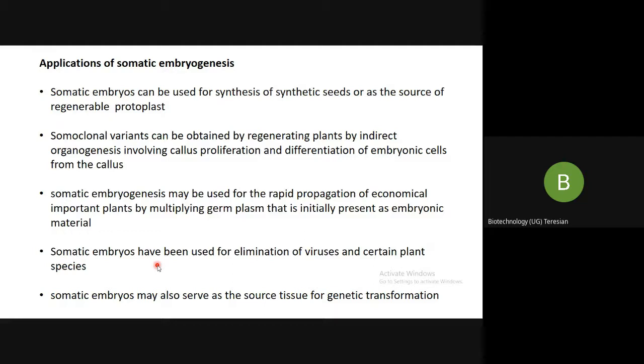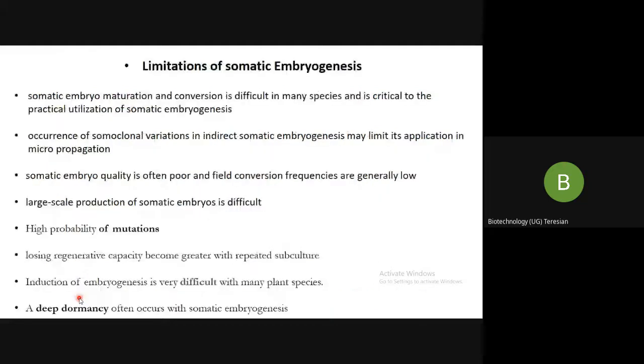So somatic embryogenesis may also serve as a source for genetic transformation. If I want to do any genetic transformation, I can do the transformation in the embryos which I obtained from somatic cells, right? And so the embryos can be employed to form synthetic seed. Your cost of transportation will come down. And many other things you have seen, your orange tree or your banana plant. It really is a very good advantage.